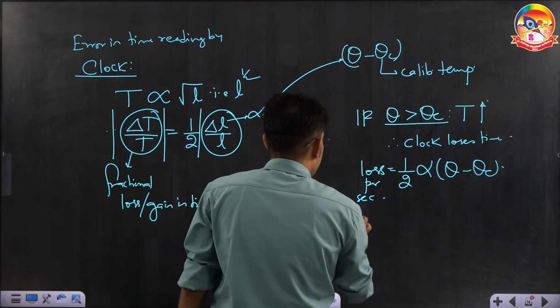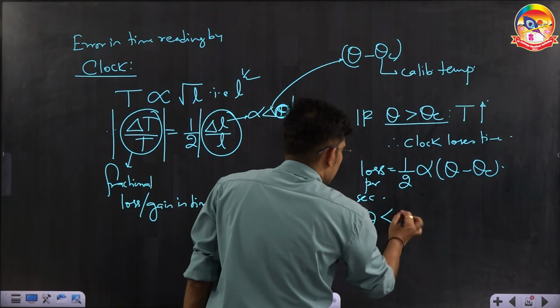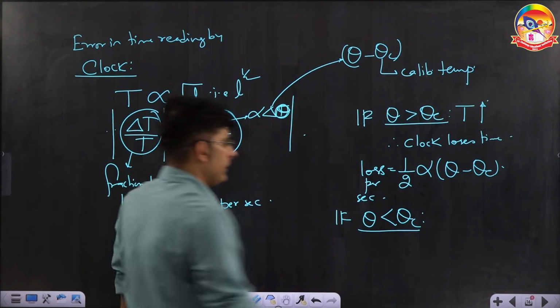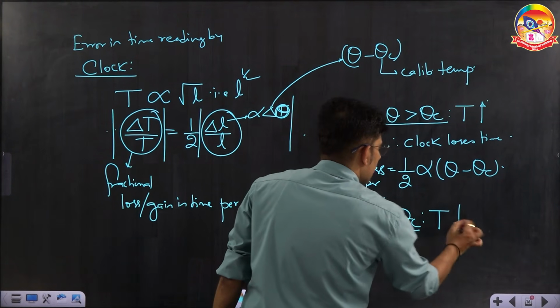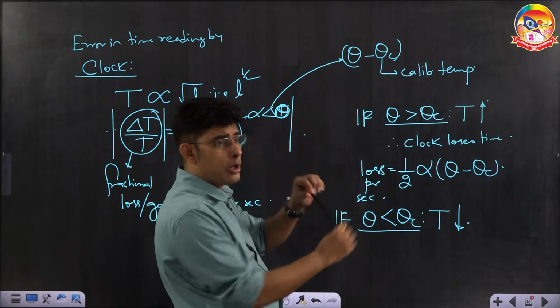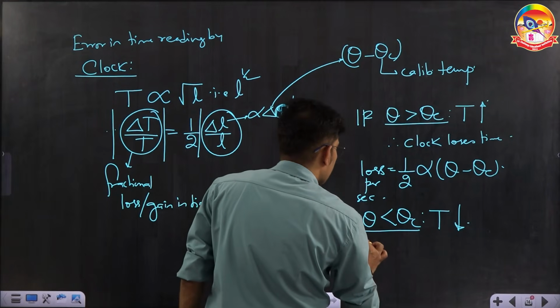This is the value. And if you use it at temperatures less than the calibration temperature, then what will happen? The time period will decrease, because the length will decrease. If the time period decreases, the clock will move faster, so it gains time.